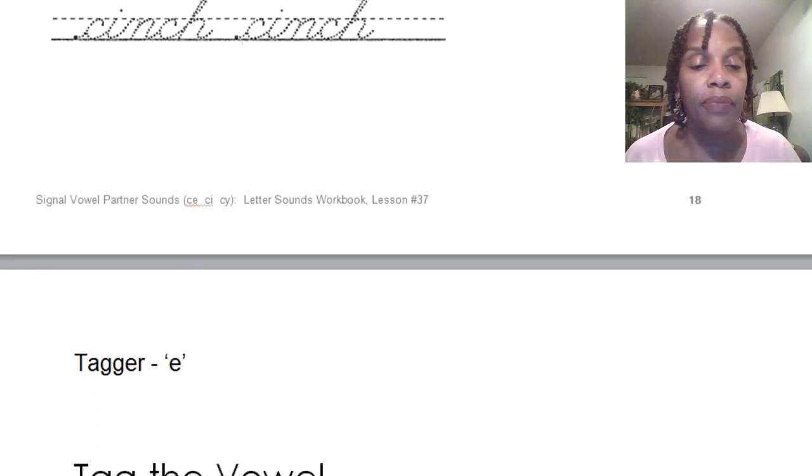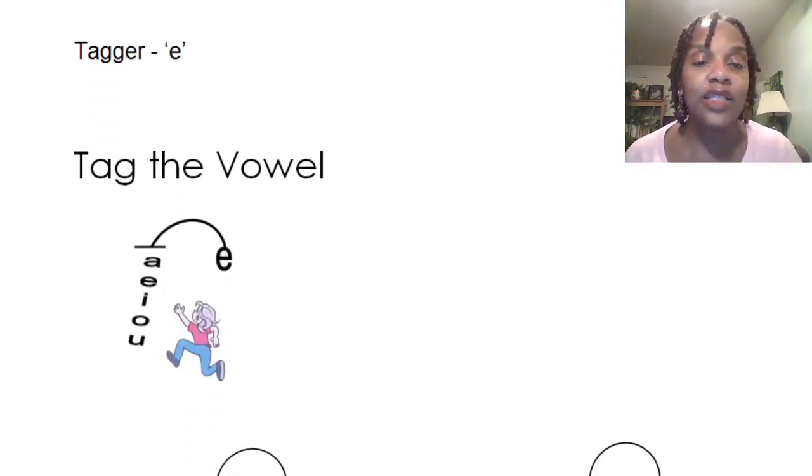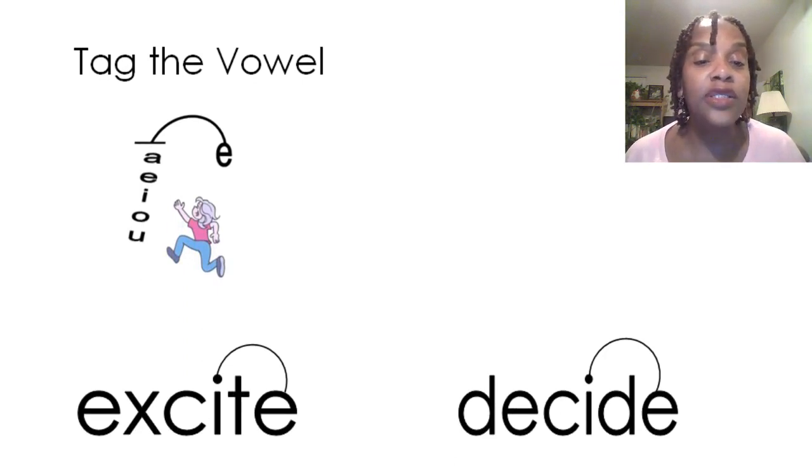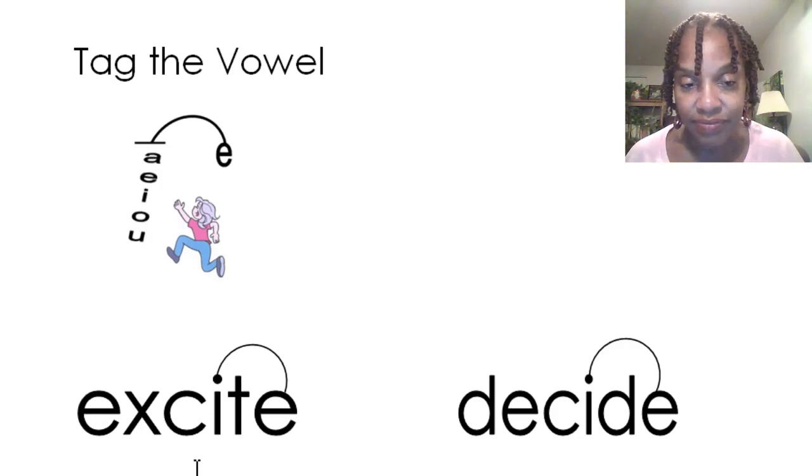Good job. All right. Now let's talk about the tagger E. Tag the vowel E, right? So look at this very first word here. Can you sound out that word?